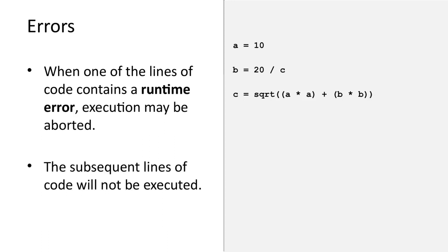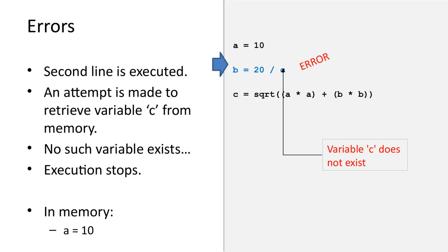Another type of error is called a runtime error. These are errors that occur when the code is running. There are many different types of runtime error. In some cases, the runtime error will cause execution to be aborted. Let's have a closer look at this error. The first line is executed, and there is no problem. When the second line is executed, the system attempts to retrieve a variable called c from memory. However, no such variable exists in memory. As a result, the code stops executing and an error message is shown. The third line is never executed.